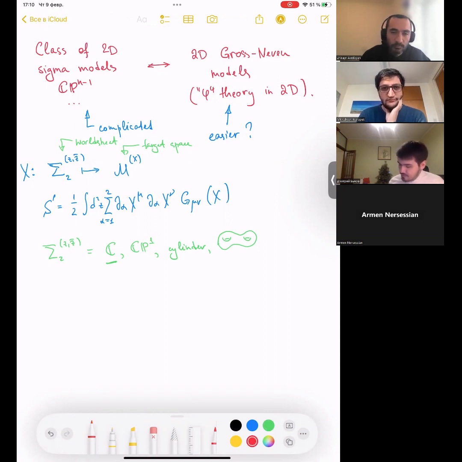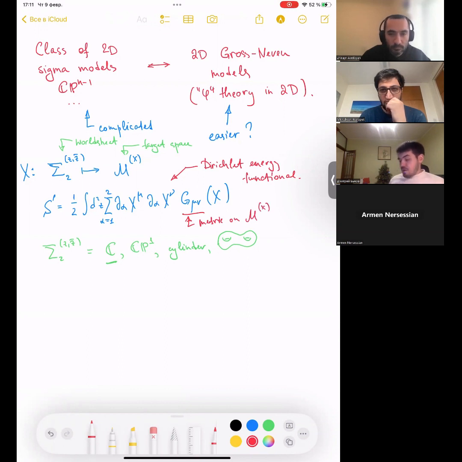So this is called a Dirichlet functional, Dirichlet energy functional. And well, it's not the only action that you can write, so you can add some other terms, symmetric fields on the target. So G is the metric on M, on the target space. And that's not the most general thing you can write. So in practice, we deal with more complicated stuff, maybe some extra fields and so on, but this term is always present.